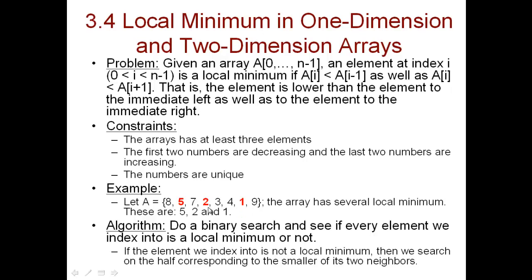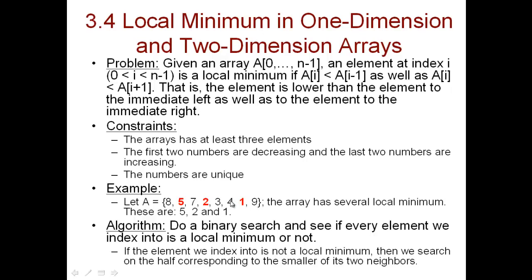In a one dimension array, something like this, a local minimum is a value such that it is less than elements both to its left as well as to its right, and an array could have more than one such local minimum. So for this example array here, 5 is a local minimum because it is less than the element both to its left as well as to its right. Similarly, 2 is a local minimum, it is less than both the element at its left as well as to its right, and 1 is a local minimum.